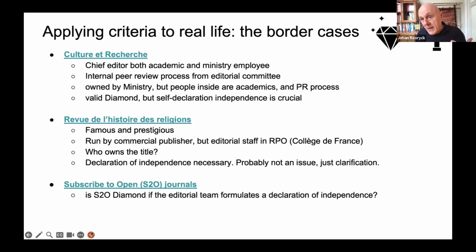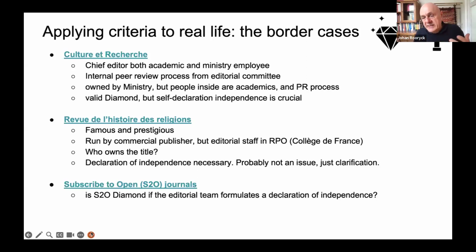And then finally, and this is my last case, there is the case of subscribe to open journals. This is probably the most famous case. As we know, subscribe to open is diamond adjacent. It really allows everyone to submit a paper to those journals as long as the subscriptions are paid. I mean, it's an equitable model in that sense. Many of the publishers who are engaged in Subscribe to Open are smaller publishers who are certainly trying to serve the academic community. So the question is what we do.